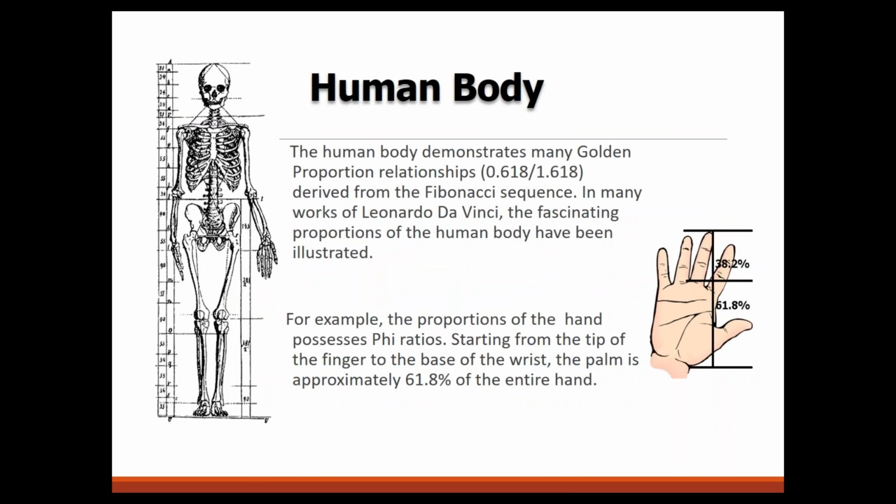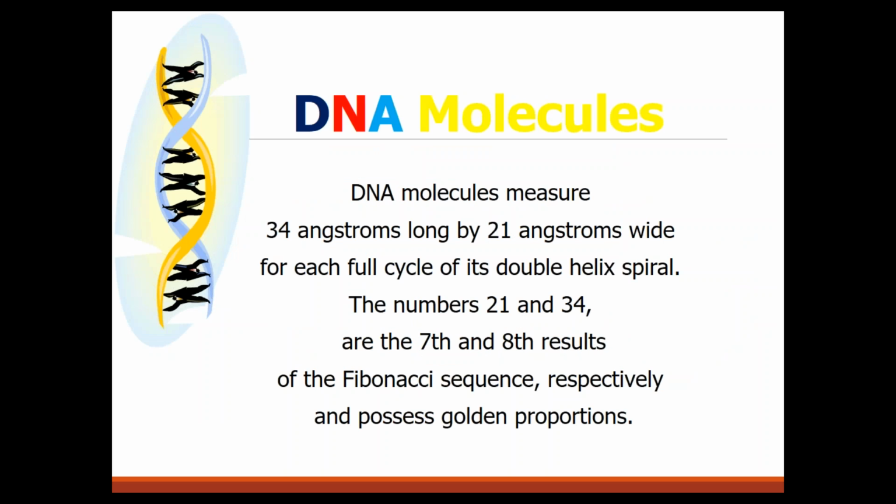In the human body as well, we have many golden proportions. And Leonardo da Vinci was probably the most notable proponent of describing and illustrating these proportions in many of his works and drawings of the various proportions, from everything from the entire body to the entire hand. Incredibly enough, DNA molecules possess the same numbers as the 7th and 8th sequence of the Fibonacci series. So 34 angstroms by 21 angstroms possess golden proportions.